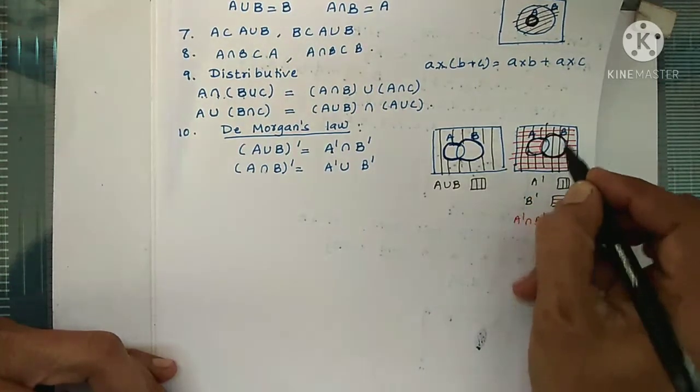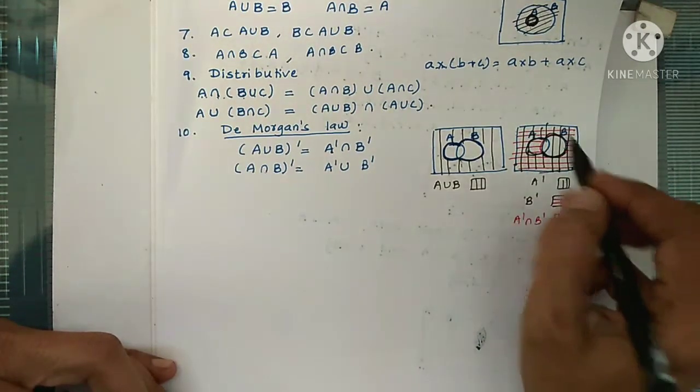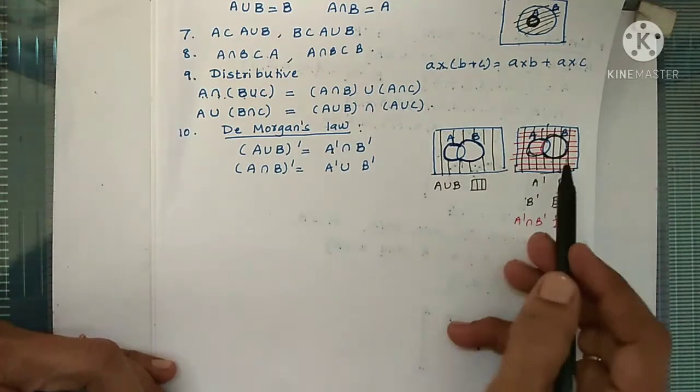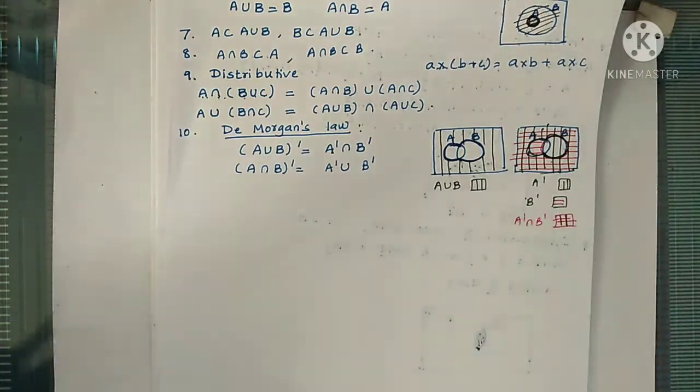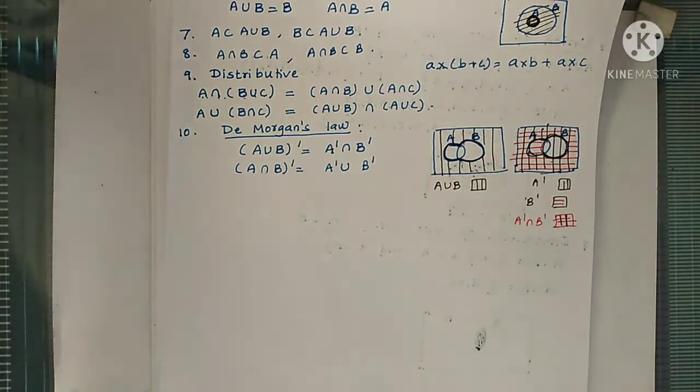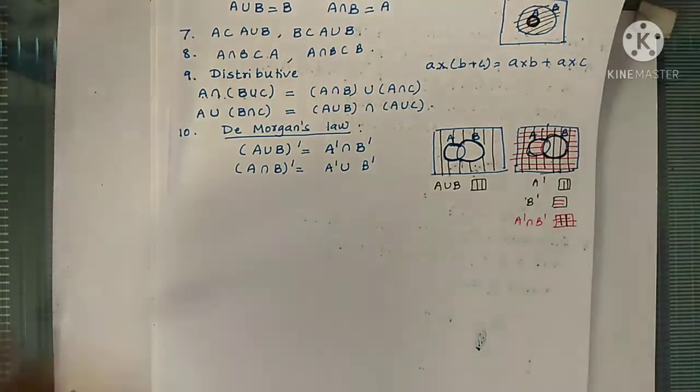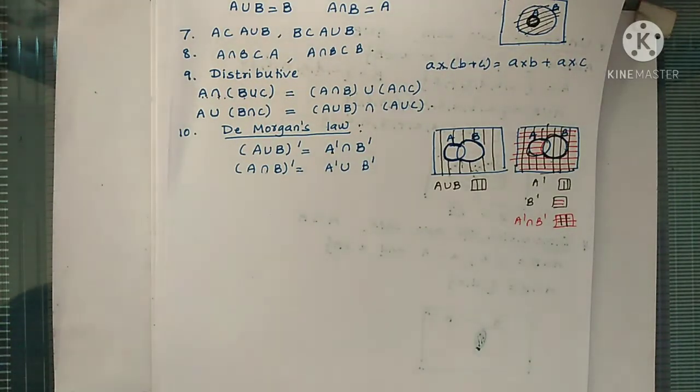So we have these small squares. So you can see both the shaded portions are the same on the left hand side and the right hand side. So this is verification. We can verify these laws by Venn diagram, and we can verify the other laws also using Venn diagram.